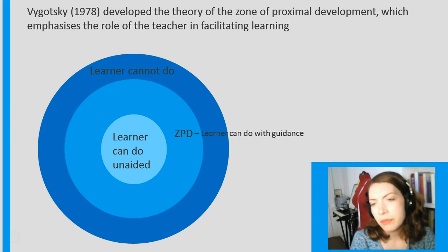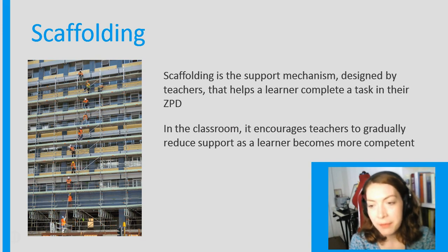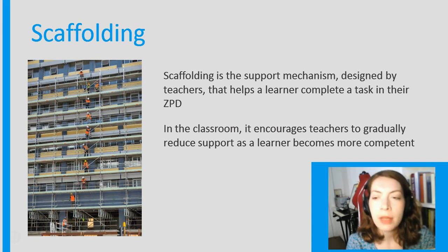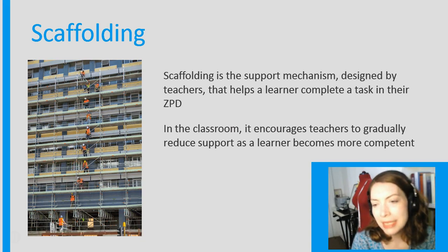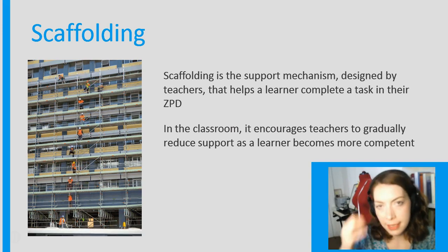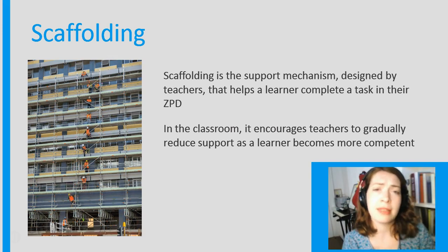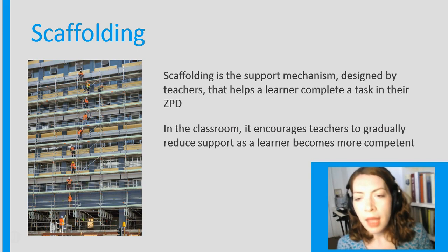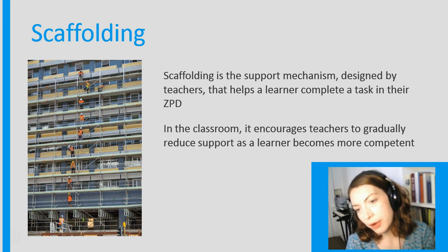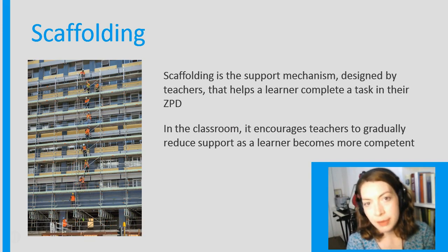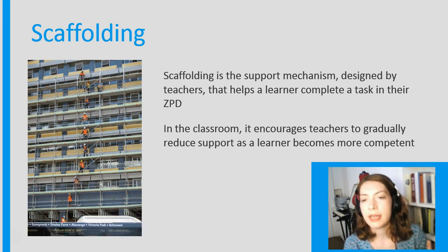So that's all rather complicated really, but something that can help you create activities at the right pitch is scaffolding. So this is a support mechanism that is designed by teachers that helps the learner complete a task in their zone of proximal development. So whilst we're not talking about putting up houses here, the basic principle is the same. Scaffolding is an external structure that allows construction workers to build a home by providing support. And as the building becomes more stable, scaffolding is gradually taken away because it's no longer required. You all know what it is.